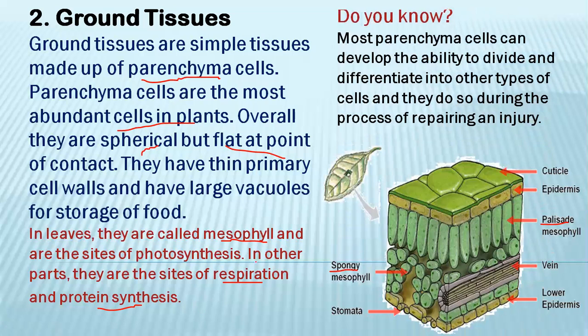Okay, do you know that most parenchyma cells can develop the ability to divide and differentiate into other types of cells, and they do so during the process of repairing an injury. Like if the plants get injury anywhere, these parenchyma cells do repair that injury, and like our skin heals the wound, like that it heals the injury in the plants.